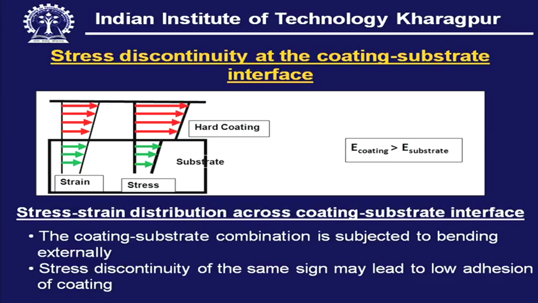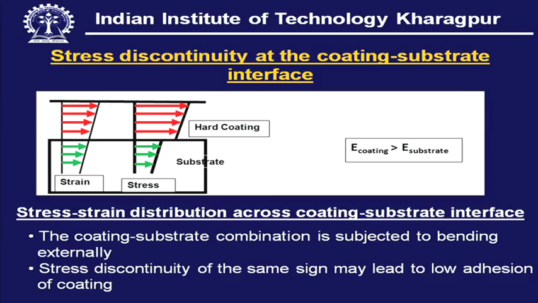This is actually the coating, which is a hard coating characterized by high modulus of elasticity. These coatings are known for their high rigidity, and the substrate, which is a tough material, relatively has a lower Young modulus of elasticity. Now, if this whole combination, that means this coating substrate combination, is subjected to an external bending, then we expect tensile stress on the top layer, which will have its gradual change and variation.